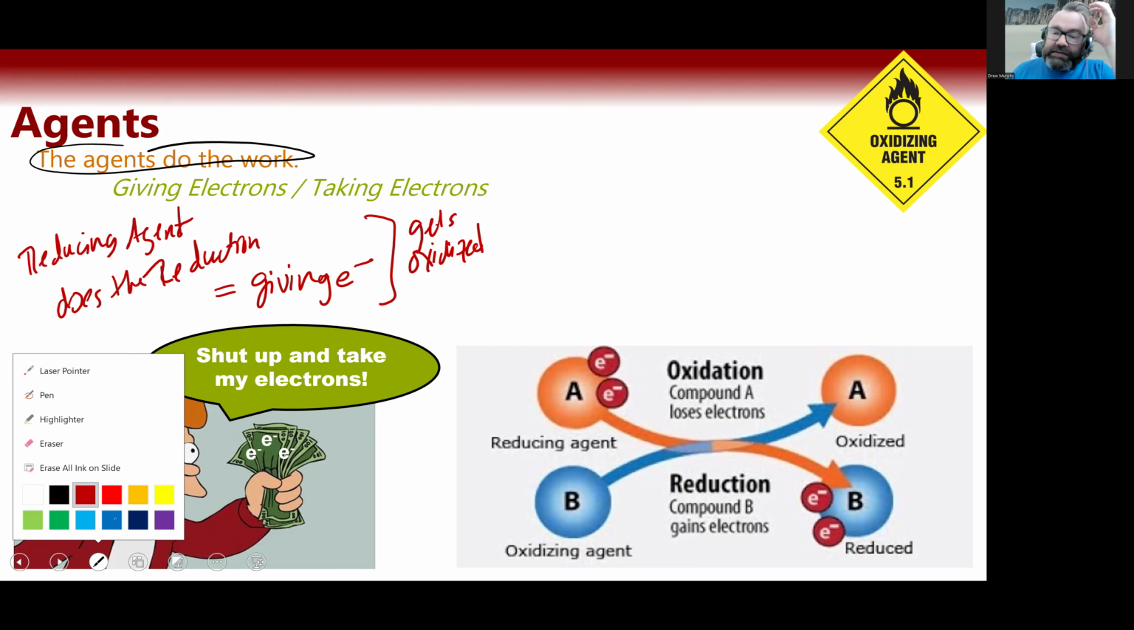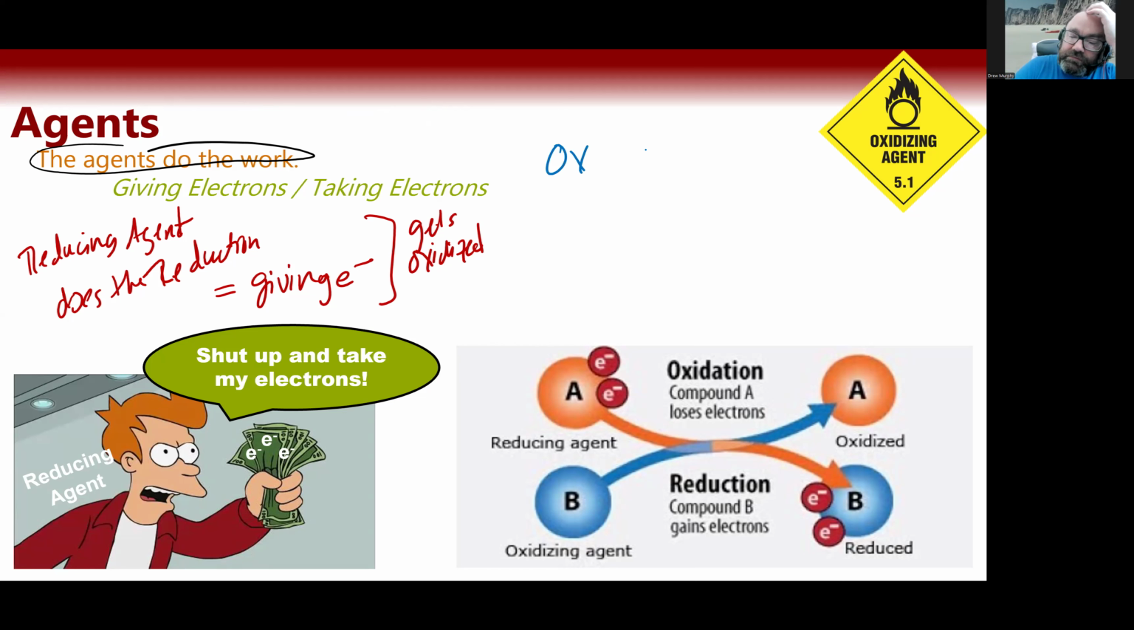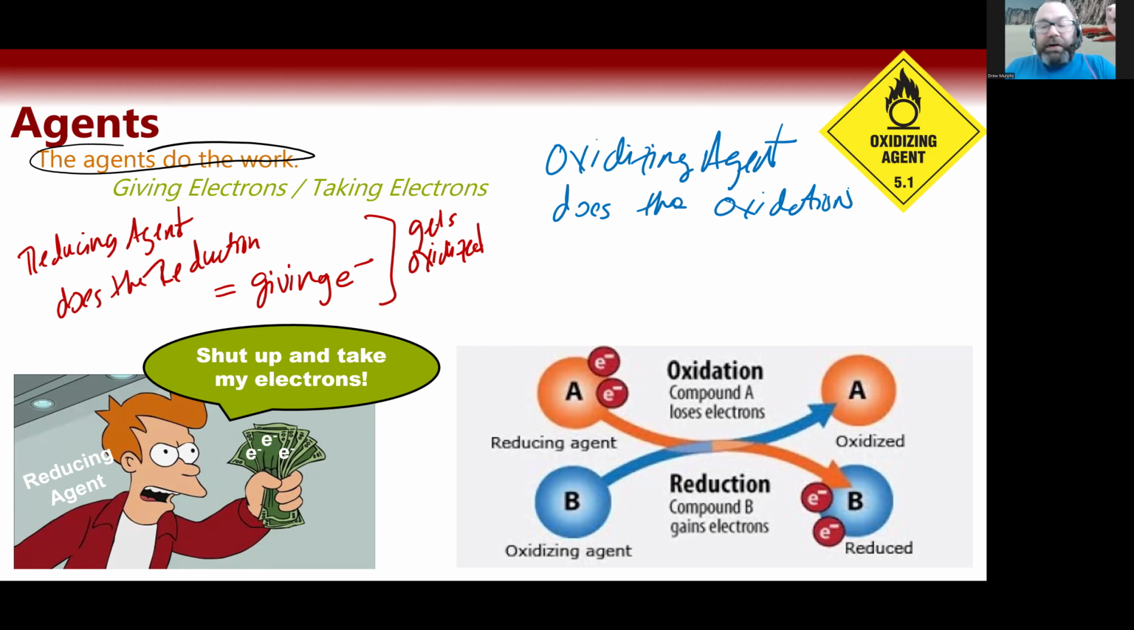The oxidizing agent is the exact reverse of this. The oxidizing agent does the oxidation. Now, because the oxidizing agent does the oxidation, what it's really doing is stealing electrons. It is taking electrons, right? So remember, we have to have a transfer of electrons. Anytime somebody gives electrons, someone has to take them, because we're not going to have loose electrons floating around. Now, because it takes more electrons, it gets reduced.